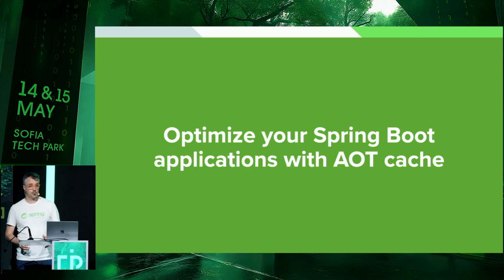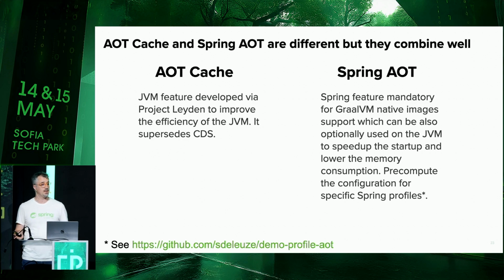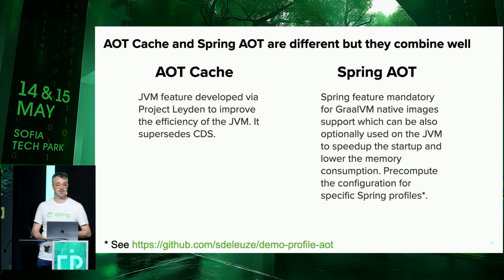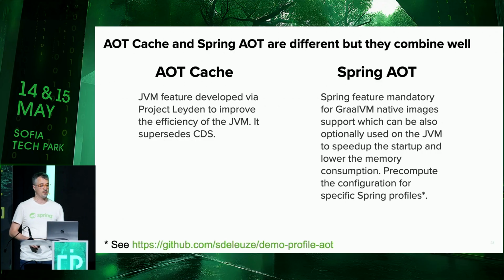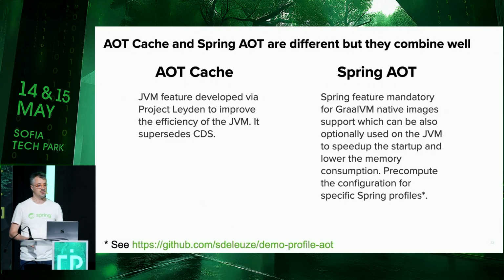Let's see what we can do with Java 24 and AOT cache. So before going into more detail, AOT is used in various contexts for various different things. When I say AOT cache, it's the CDS successor that has been developed as part of Project Leyden and that has begun to be available as part of Java 24. Okay? AOT cache, JVM technology, successor of CDS.